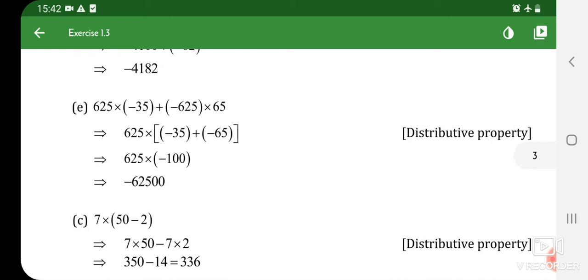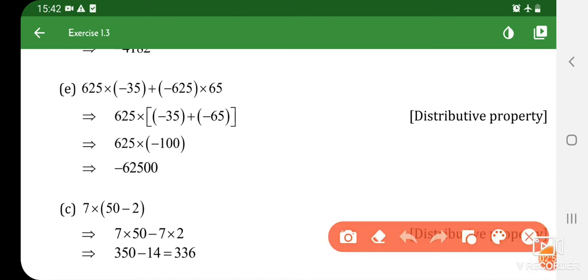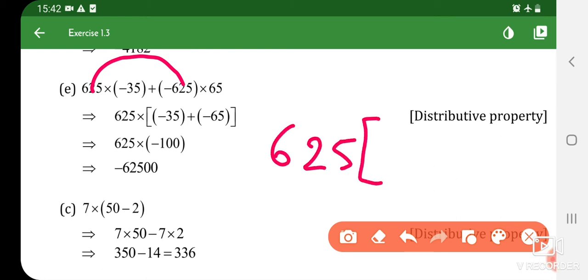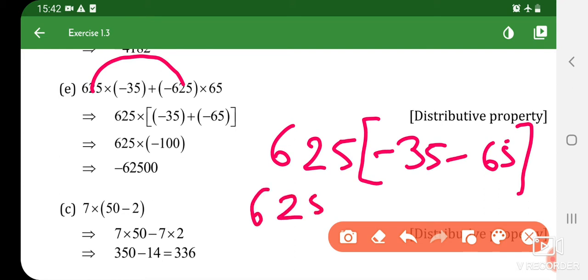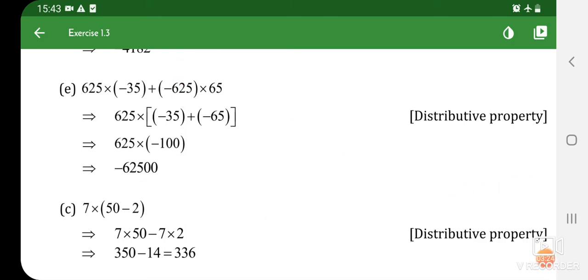Now next question is 625 into minus 35 minus 625 into 65. By using distributive property, we have to take common 625 from here. When we take 625 common, the remaining one is minus 35 and here also remaining minus 65, because we take only 625 common, not a minus. So 625 into minus 35 and minus 65, minus and minus is plus. So this one is minus 100. And when we multiply, the answer is minus 62,500.